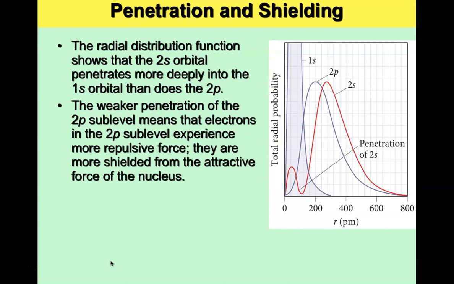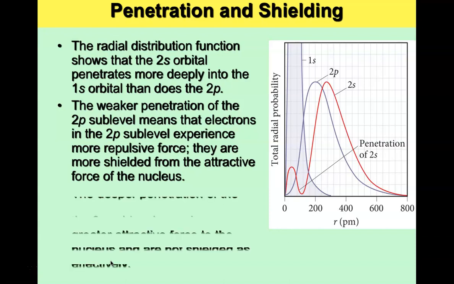So here we are, the weaker penetration of the 2p sublevel. Those electrons experience more of a repulsive force compared to the s electrons. They are more shielded from the attractive force of the nucleus. So p electrons cannot get as close to the nucleus as s electrons, but we can see here in the graph that both s and p do have some high probability rather close to the nucleus.